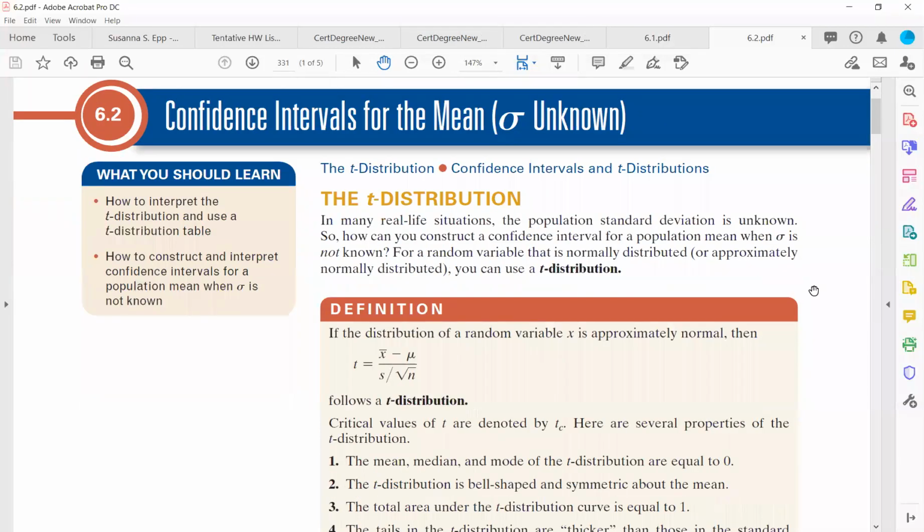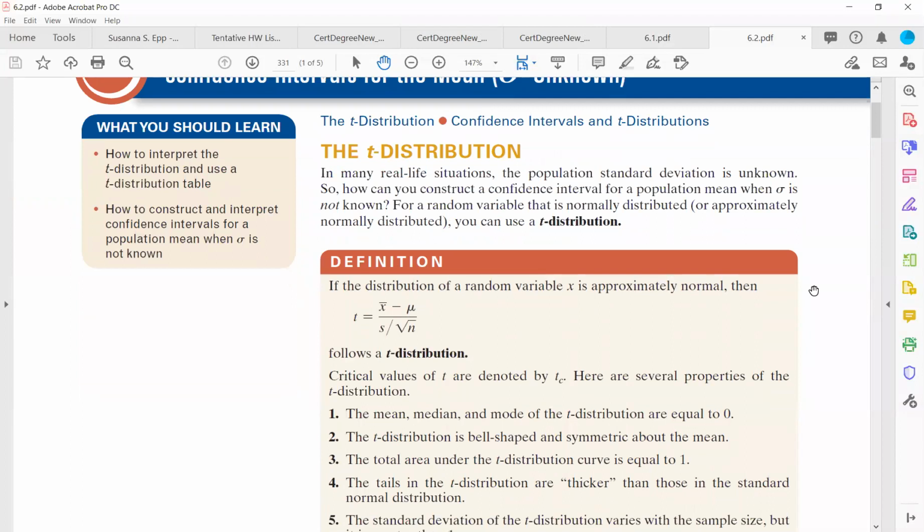6.2, T-distribution. In many real-life situations, the population standard deviation is unknown. Population standard deviation is denoted by sigma. If the population standard deviation is missing, you're going to use the T-distribution instead of Z.